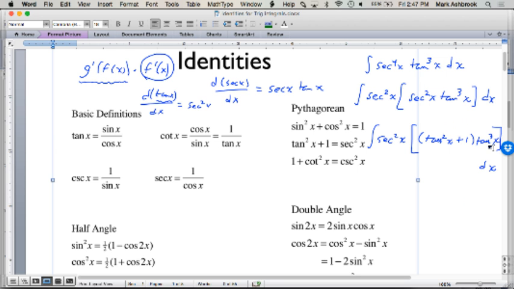So do you see that we've just found the light at the end of the tunnel here? One of the terms has tangent to the 5th, and that'll be multiplied by secant squared. And the other one is tangent cubed, and that'll be multiplied by secant squared, both of which we can do, because secant squared is the derivative of tangent. Can you finish it? See if you can finish it out.